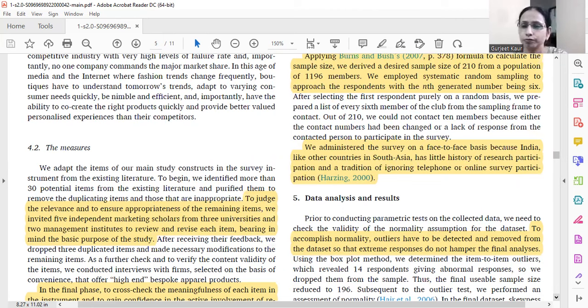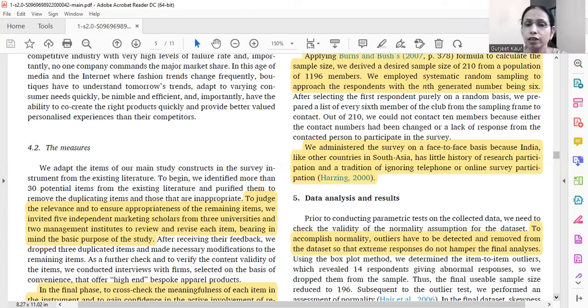Yes, ma'am. I have a few questions here, ma'am. First, I want to understand where you got the population of 1196 from. Was it the membership of the club? Yes, sir, membership of the club. We got it from the office of the club, and we got the list with every detail of the members. 1196 female members were there.